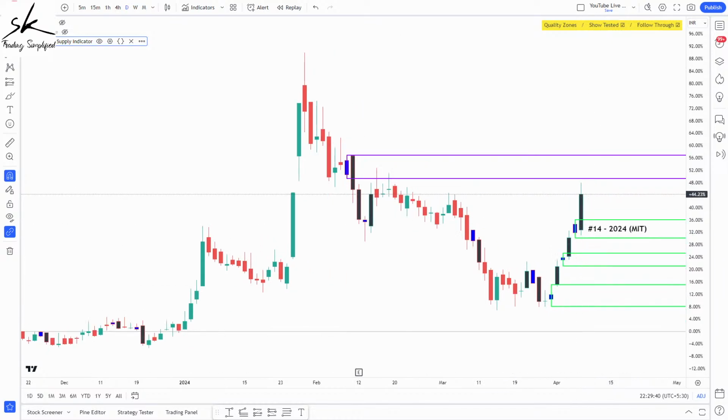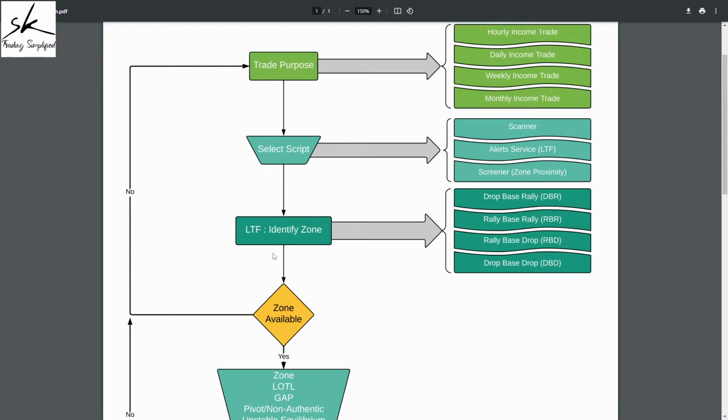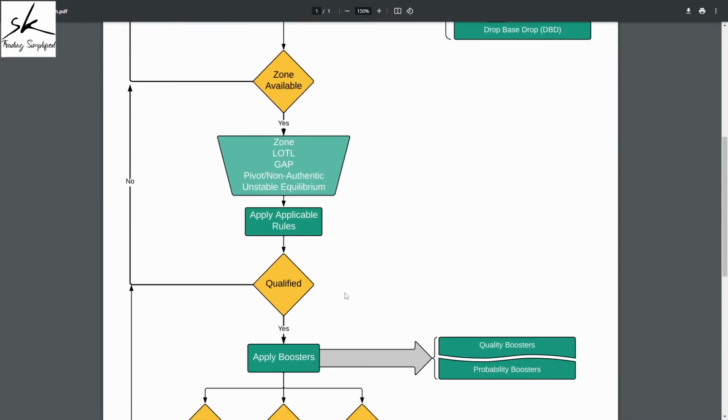So in this scenario, let's start with the very first one, which is this demand area. So that's the nearest demand area from the current market price. And my step number 3 now is complete, which was identify a zone on the lower time frame. Do we have a zone available? The answer is yes.